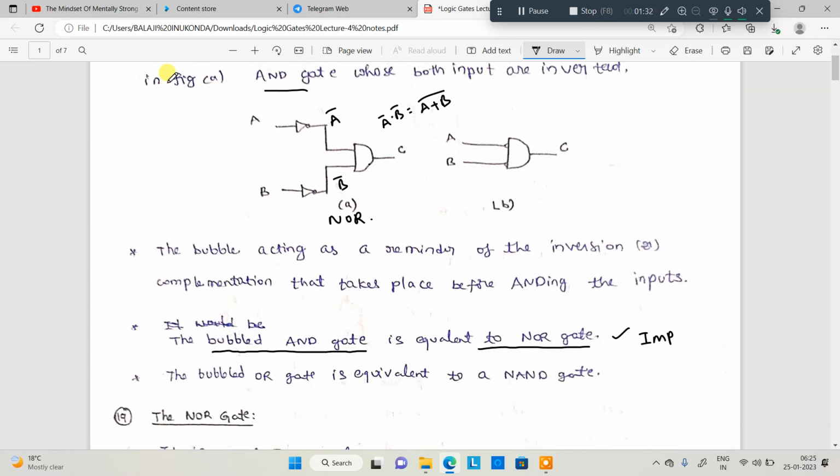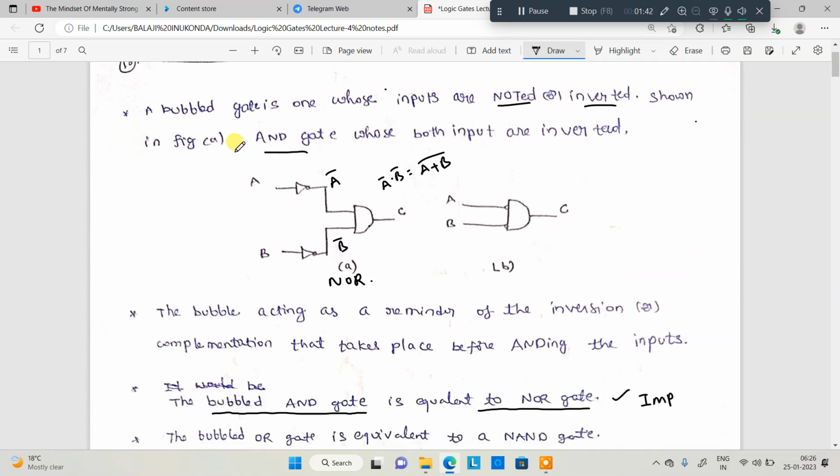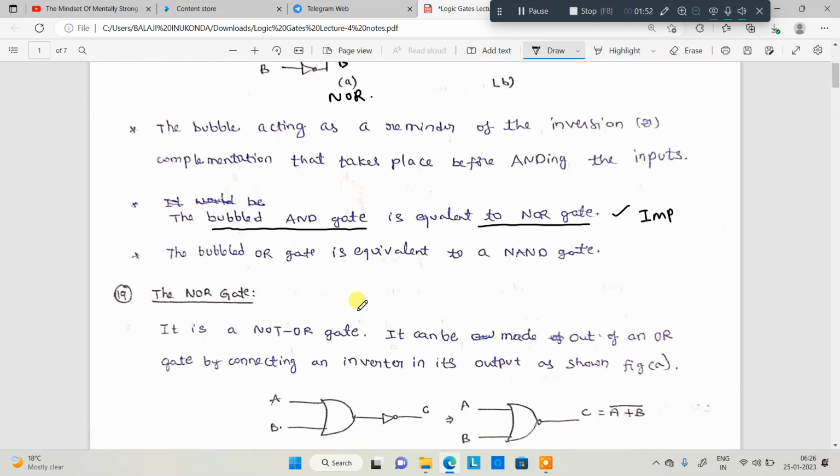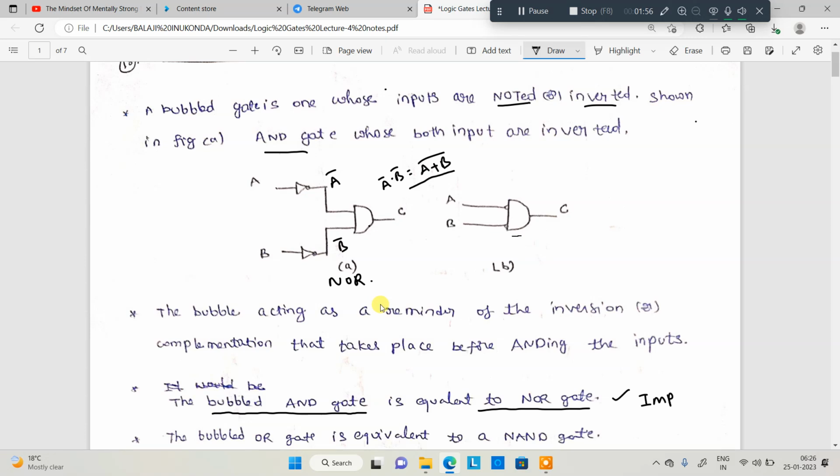Maximum members are thinking that a NOT gate connected to an AND gate will be a NAND gate. Okay, but in the case of a bubble gate, the bubbles are connected at the input terminals. Whenever it is connected at the input terminals, it is not a NAND gate, it is a NOR gate. Got my point? Next, this is a representation of bubble gates for AND.